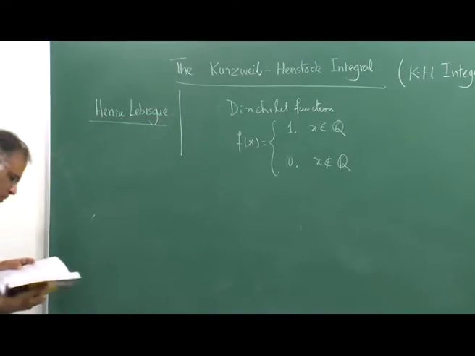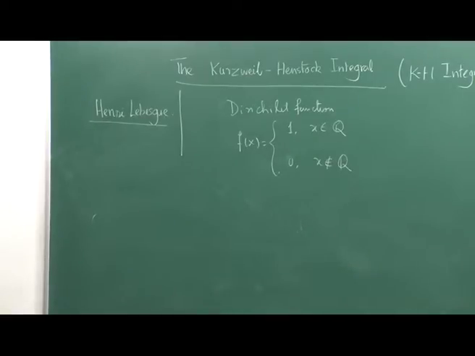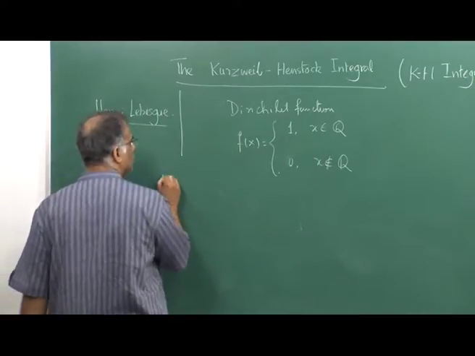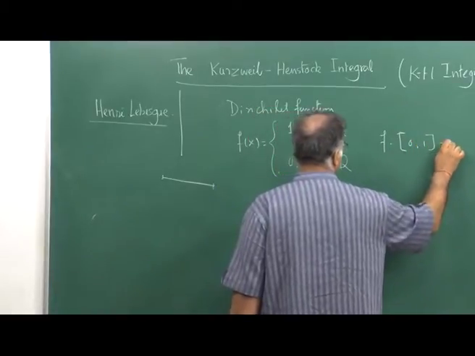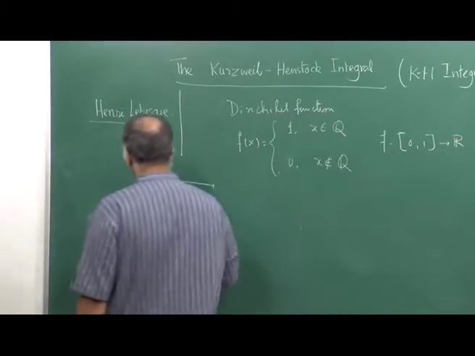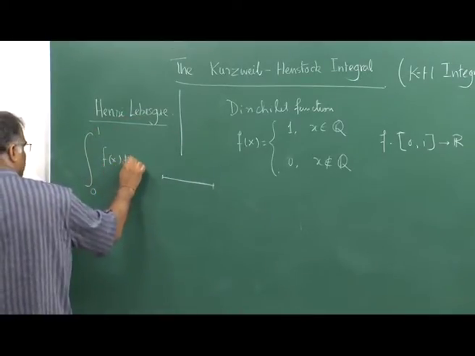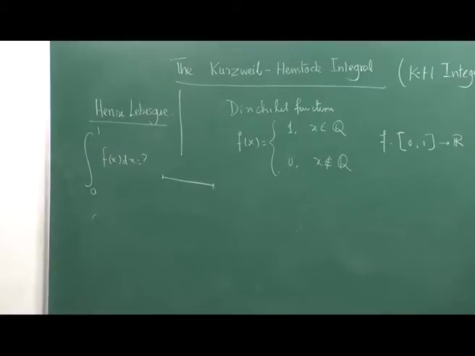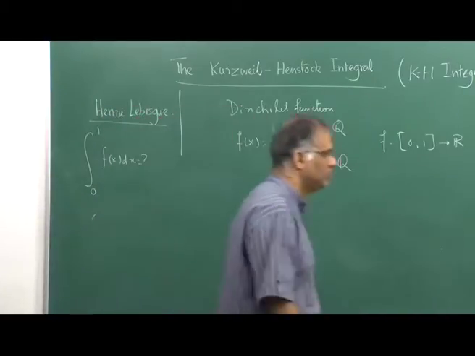So what do you do? You take a partition. Now in the interval [0, 1], f in this case is defined from [0, 1] to R. So now in the interval [0, 1], we are trying to seek what is the meaning of the integral of f(x) dx in the Kurzweil sense. Now in the interval [0, 1], you know that as the rational numbers are countable, you can line the rational numbers up as r1, r2, r3, r4, r5, whatever.